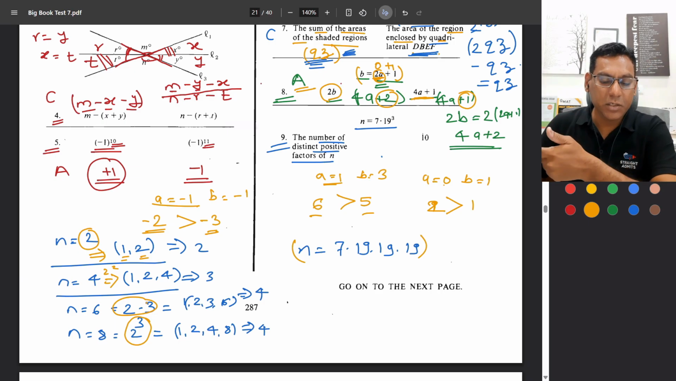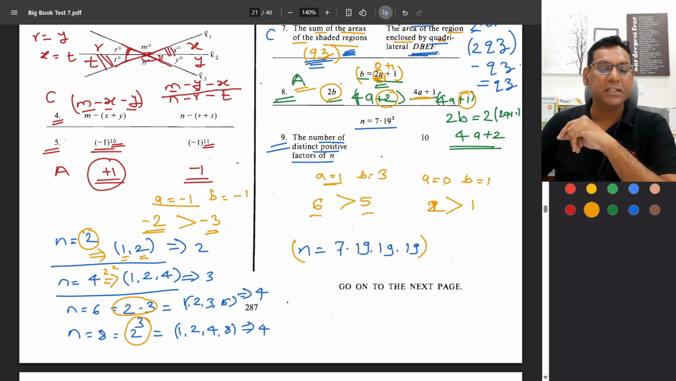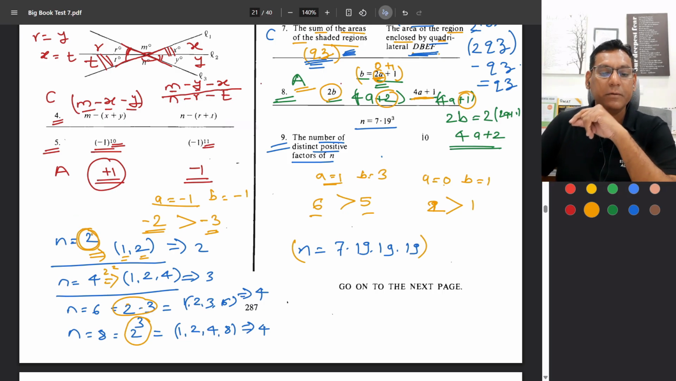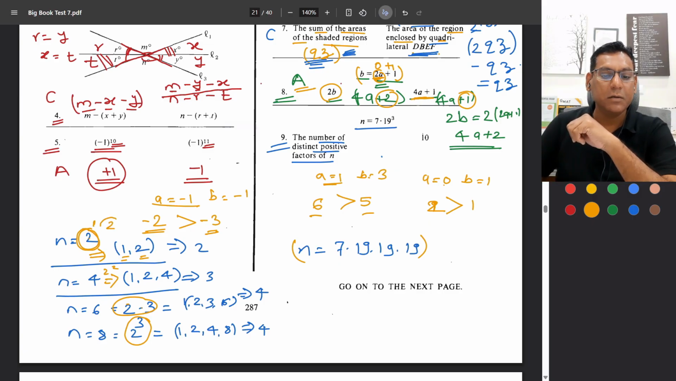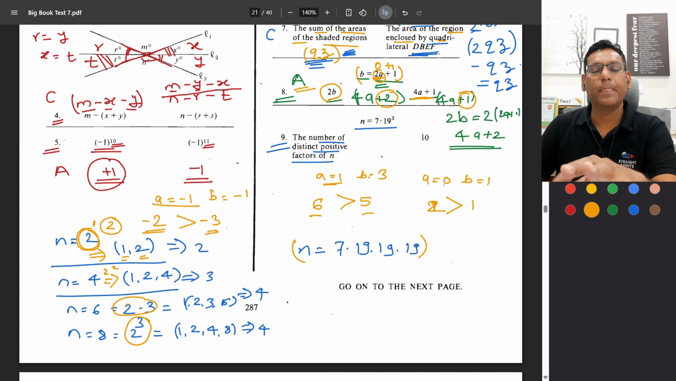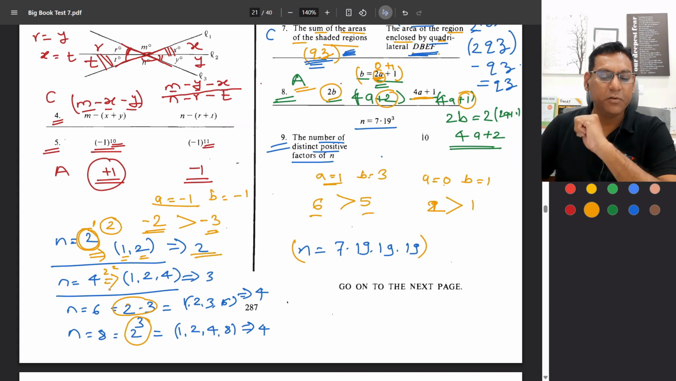So essentially what happens is that for every prime factor I take the highest power, add 1 to it, and then multiply. For example, what is the highest power of 2 here? 2 is the only prime number here. Highest power of 2 is 1. I take 1, add 1 to that, I get 2, which is the number of factors. Here 4 is 2 raised to 2, highest power is 2, I add 1 to that, I get 3.